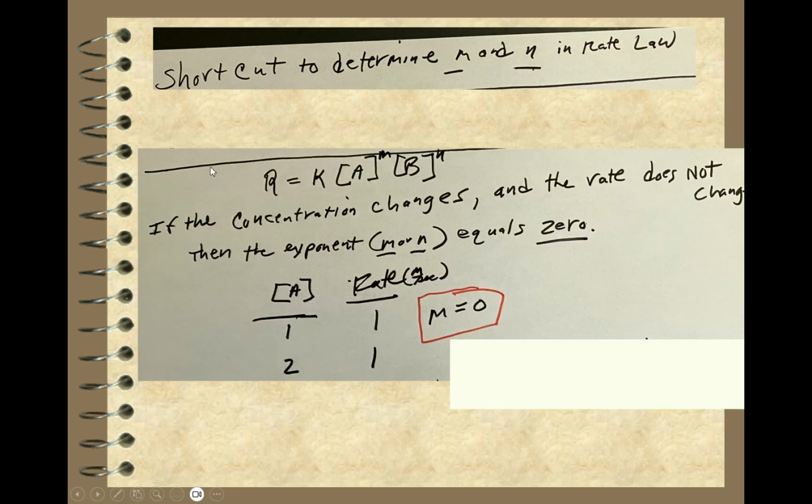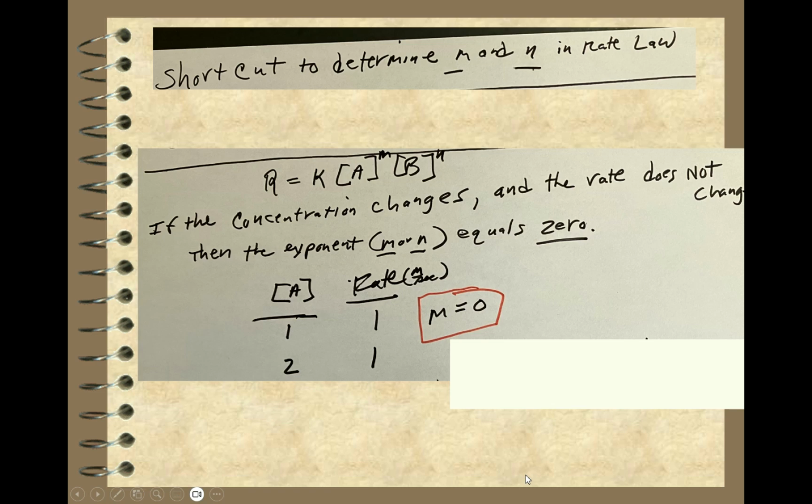Okay, so here's our rate law. R is equal to K times the concentration of A raised to the power M times the concentration of B raised to the power N. Now, if the concentration changes, let's say it could be A or B, but let's just focus on A. If the concentration changes and the rate does not change, then the exponent M or N equals 0.